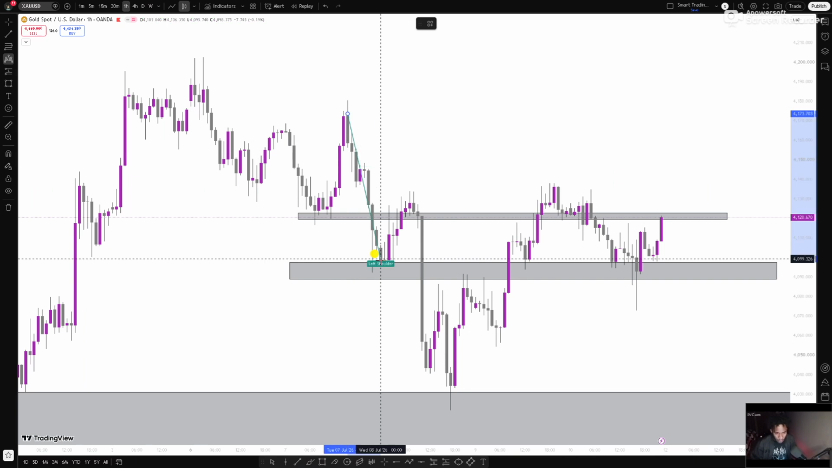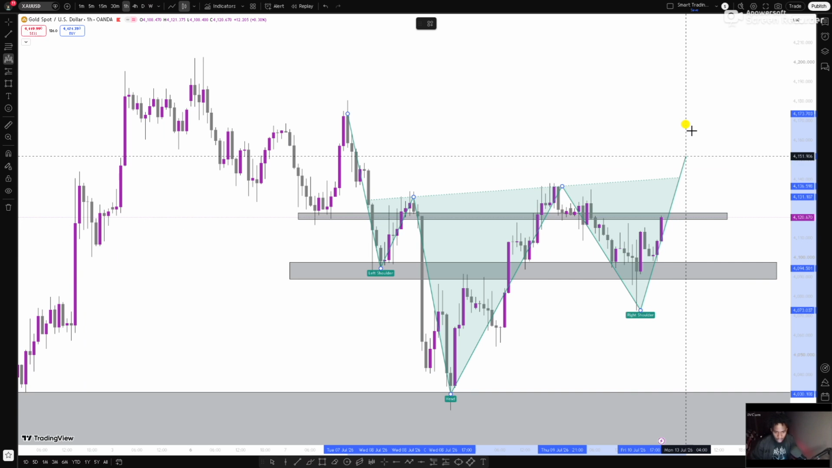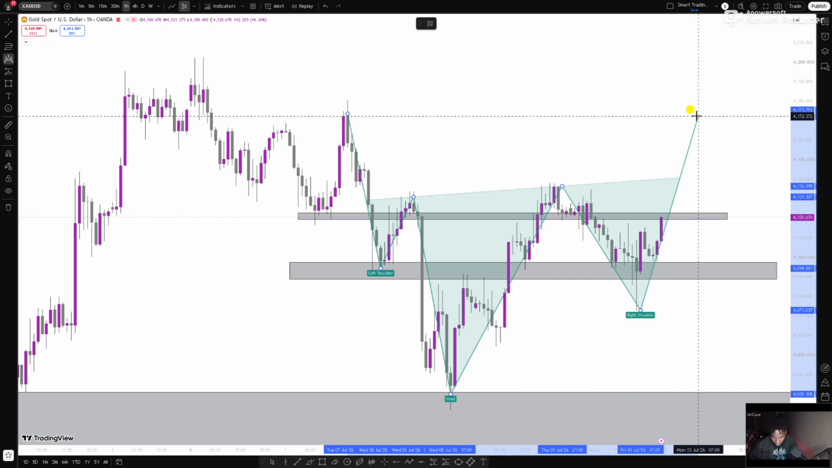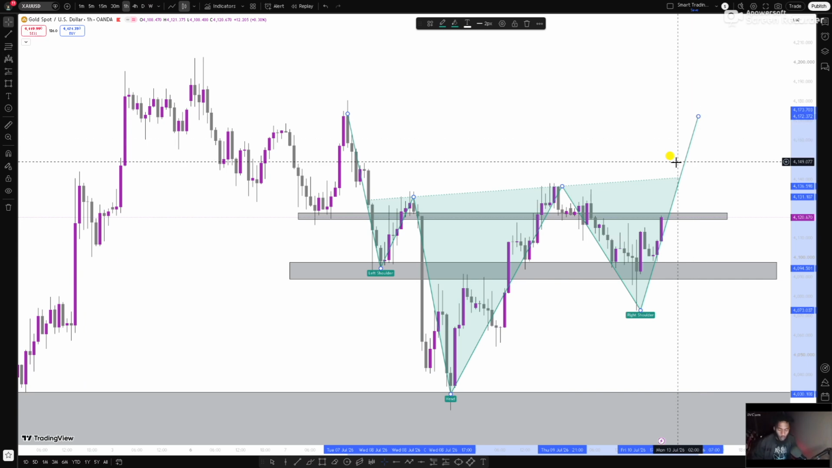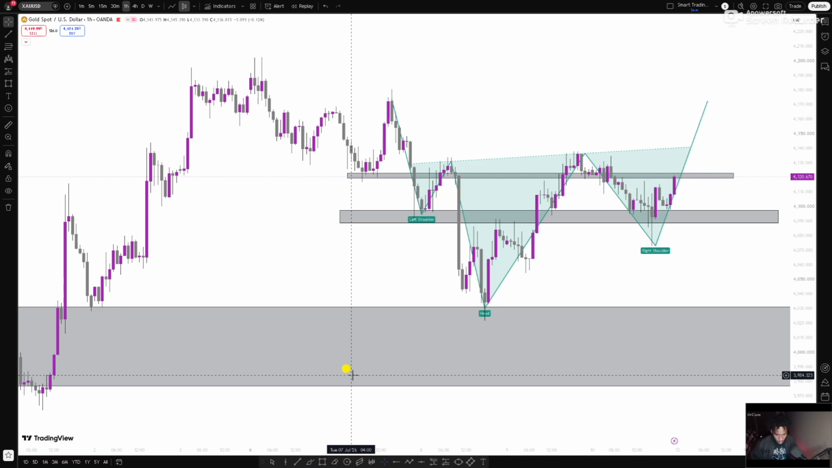So from here to here, you see what's happening. We have a left shoulder, right? Then we have a head. It went all the way up, gave us a right shoulder. Now we must complete the pattern to this price, 4,172.372. That's where we'll be going, guys.